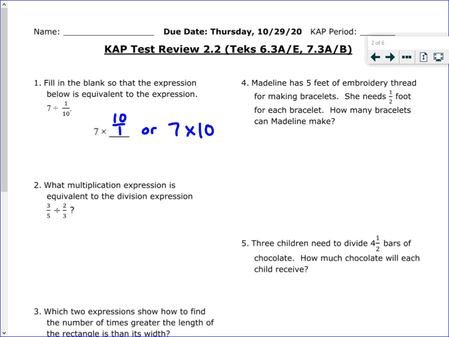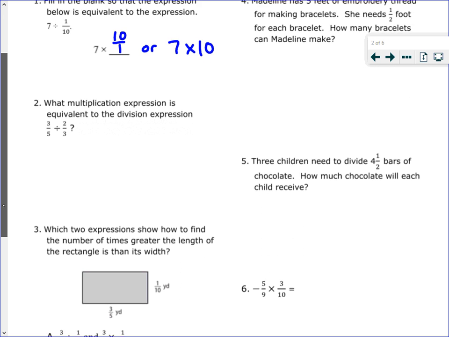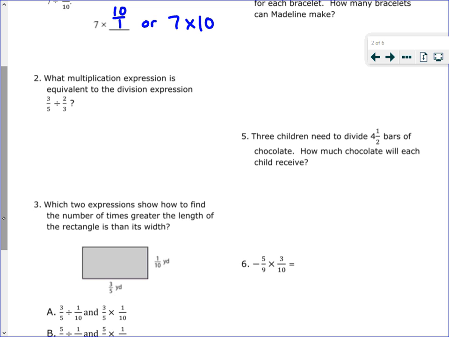Easy problem there. Just make sure you know how to multiply by the reciprocal. Number two, what multiplication expression is equivalent to the division expression? Same thing here. We are multiplying by the reciprocal here. So we have 3/5. And then we're going to multiply by the reciprocal. So there you have it. 3/5 times 3/2.